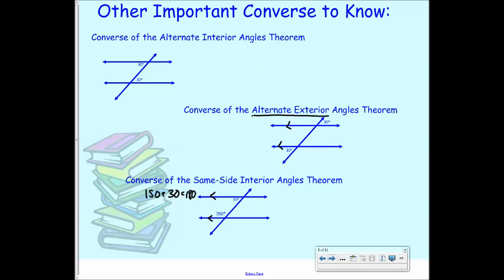You can also recognize it because this is what kind of angle? Obtuse, and this one is acute, whereas all our other pairs were the same, right? They were either both acute or both obtuse. So same side interior are the only ones where you might have a difference.